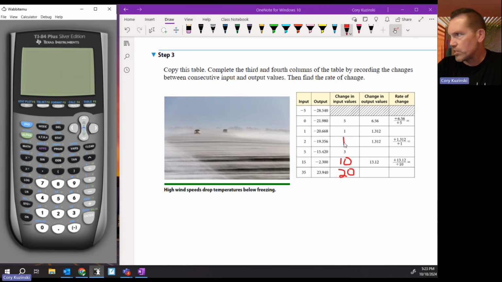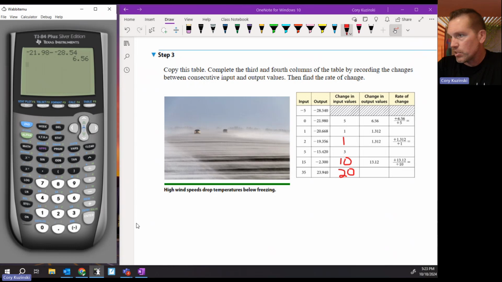So let's make sure we understand where these numbers are coming from. We got -21.98 minus -28.54. That's my change in output values. That's 6.56. That's where they got that.